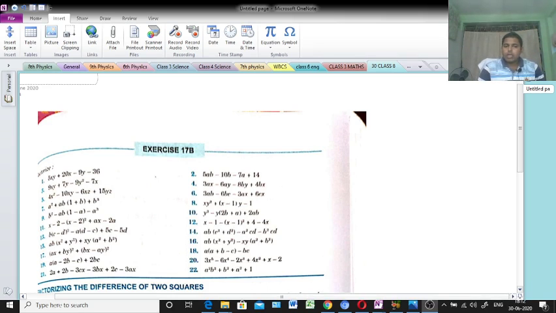And today I want to discuss the factorization exercise problem 17b. Exercise 17b: the theory part, example part, and 17a are already finished. Okay, so now we'll discuss exercise 17b. Before we start, you should get ready with your copies first.